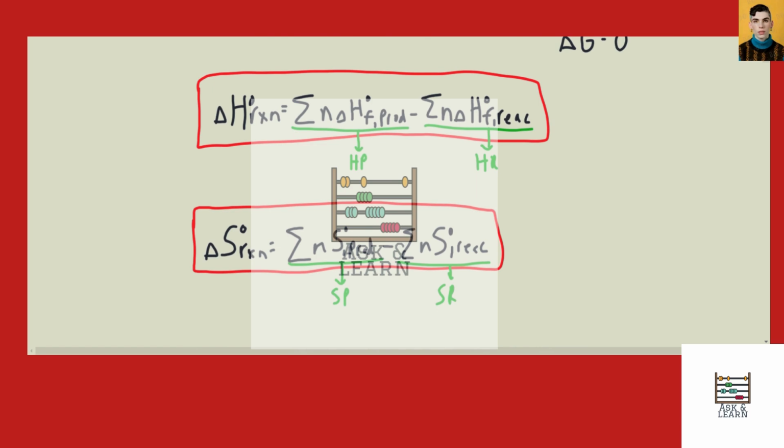For delta H, we find the total change in enthalpy of the products and subtract the total change in enthalpy of the reactants. For delta S of reaction, we find the total entropy of the products and subtract the total entropy of the reactants. Starting with delta H of reaction, we can find the total enthalpy of the products and the reactants.